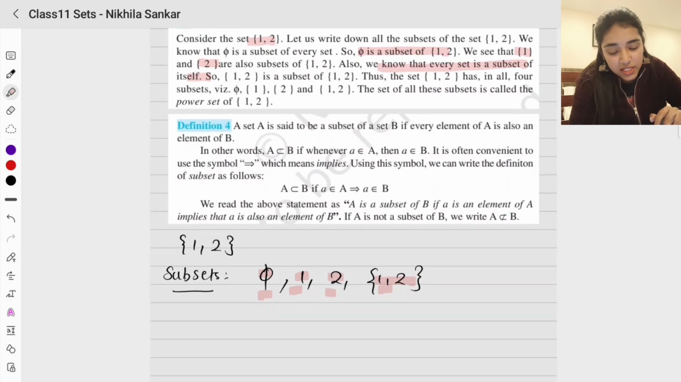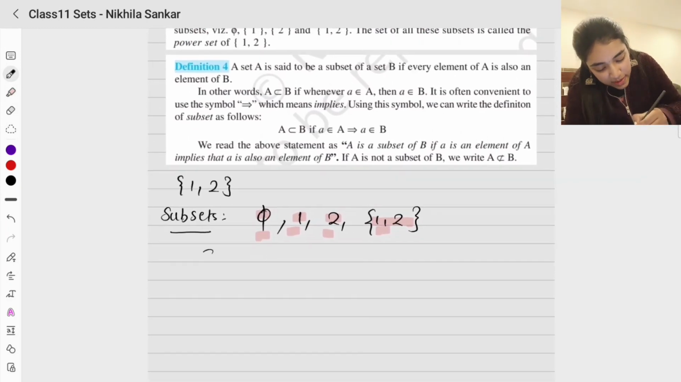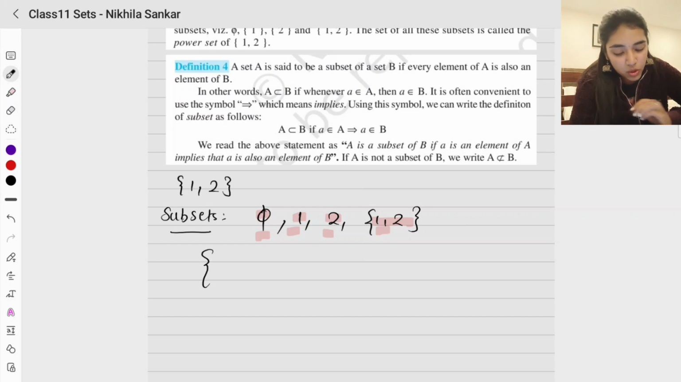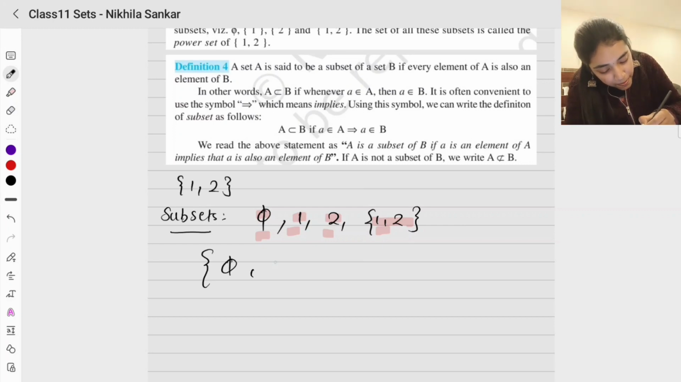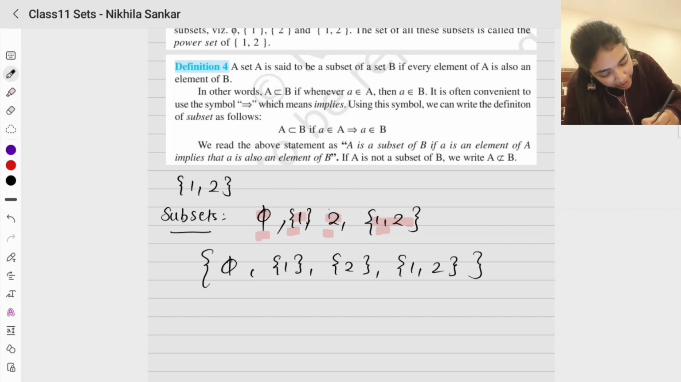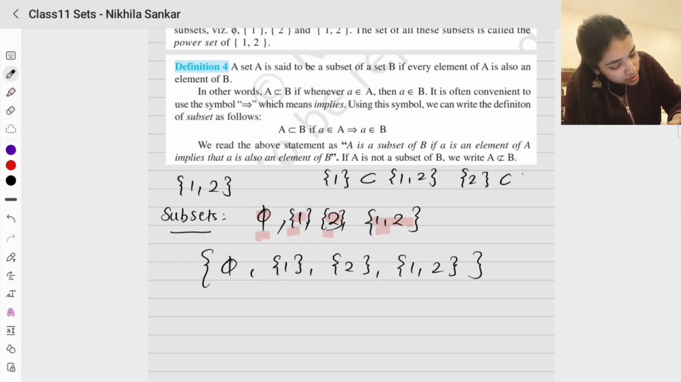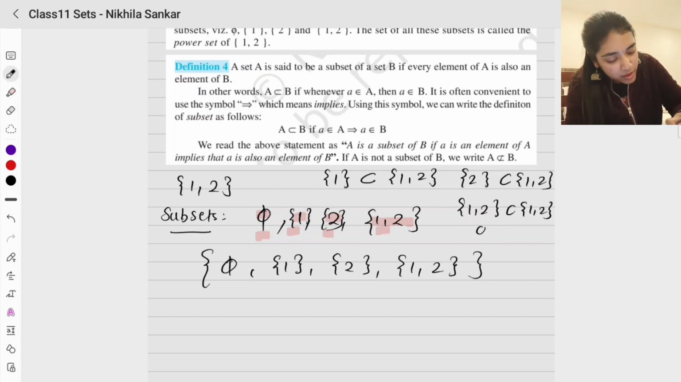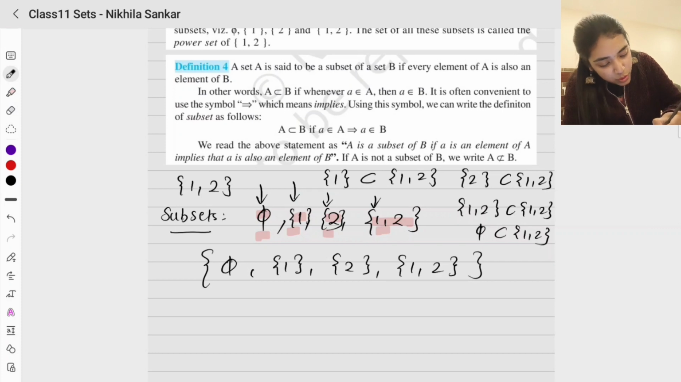The set of all these subsets is called the power set. Set of all these subsets. Set of, so what do we do? We put curly brackets. Set of all these subsets: null set, {1}, {2}, {1, 2}. Okay, you have to put curly brackets here also. I see that {1} is a subset of {1, 2}. Correct? I also know {2} is a subset of {1, 2}. Then {1, 2} is a subset of {1, 2}. Equal sets are subsets of each other. Did we study that? Then the null set is also a subset of {1, 2}. That is what we have written: null set, {1}, {2}, {1, 2}.